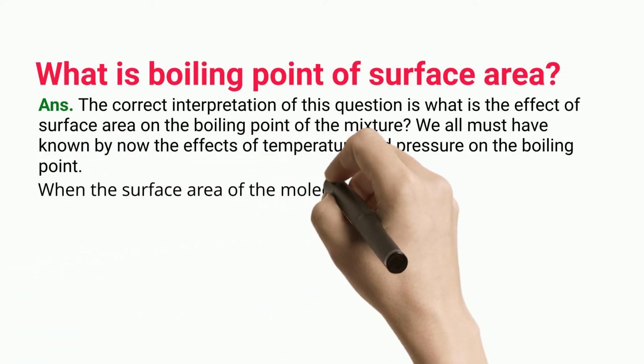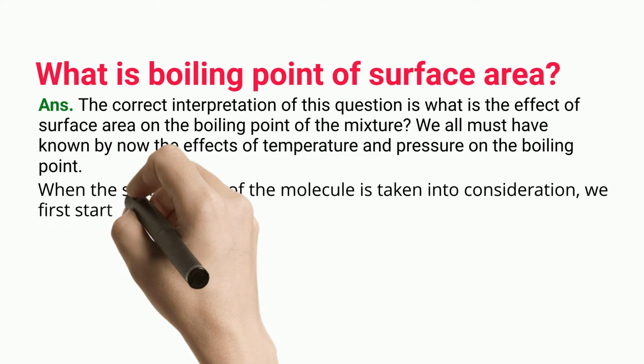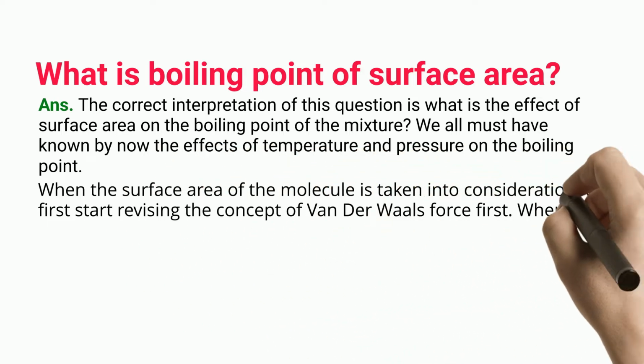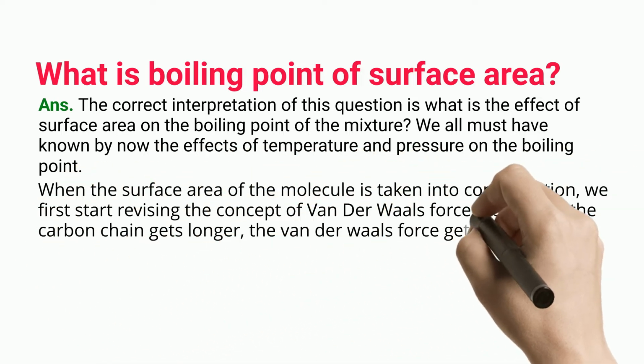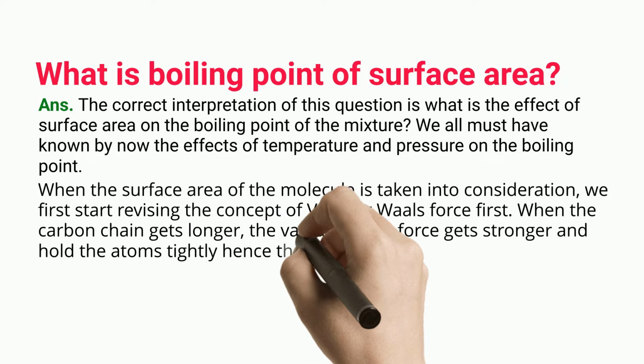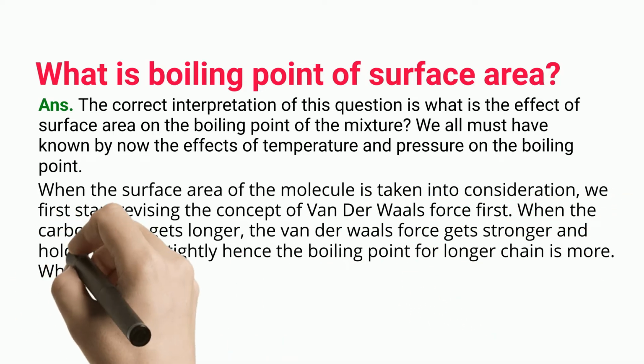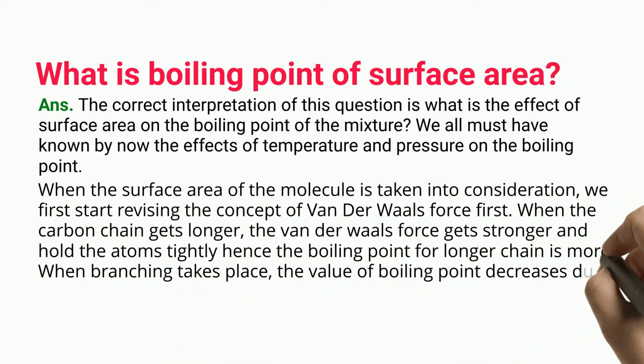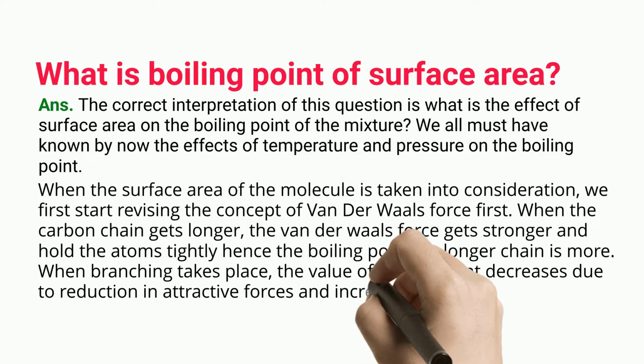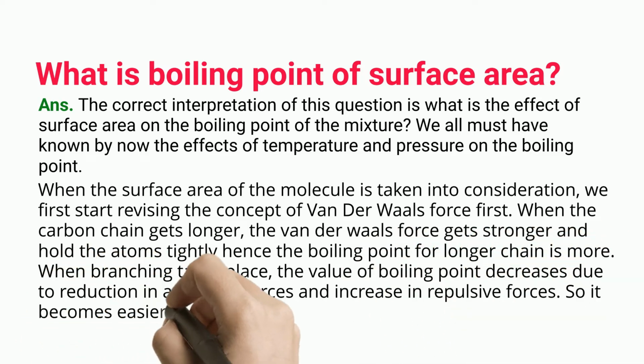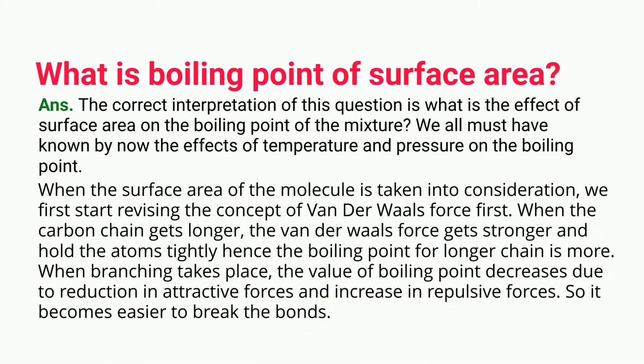When the surface area of the molecule is taken into consideration, we first start revising the concept of van der Waals force. When the carbon chain gets longer, the van der Waals force gets stronger and holds the atoms tightly, hence the boiling point for longer chain is more. When branching takes place, the value of boiling point decreases due to reduction in attractive forces and increase in repulsive forces. So it becomes easier to break the bonds.